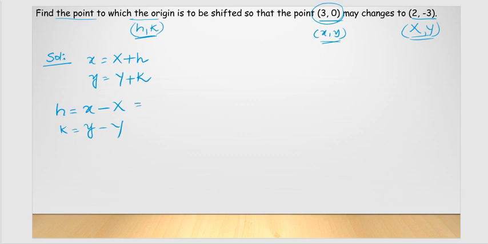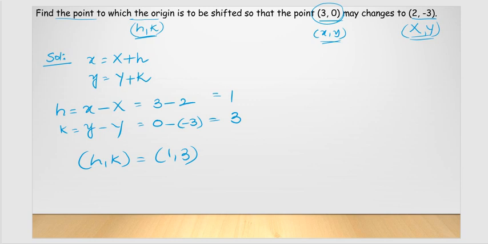Now substitute the values. Small x is 3, minus capital X is 2. Same way, small y is 0, minus capital Y is minus 3. So 3 minus 2 is 1, and 0 minus of minus 3 is 3. So h comma k is equal to 1 comma 3. You need to shift the origin to 1 comma 3 so that the given point 3 comma 0 changes as 2 comma minus 3.